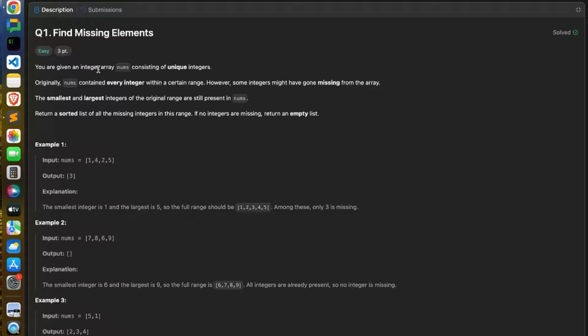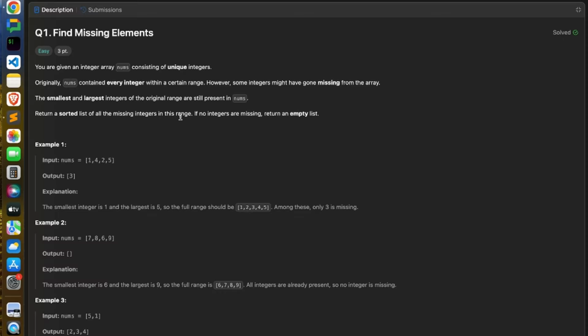It says you are given an integer array nums that consists of unique integers, and originally nums contained every integer within a certain range. However, some integers might have gone missing from the array. The smallest and the largest integer of the original range are still present in nums, right? And we have to find all the missing integers in this range in sorted order, and if no integer is missing, we have to return an empty list.